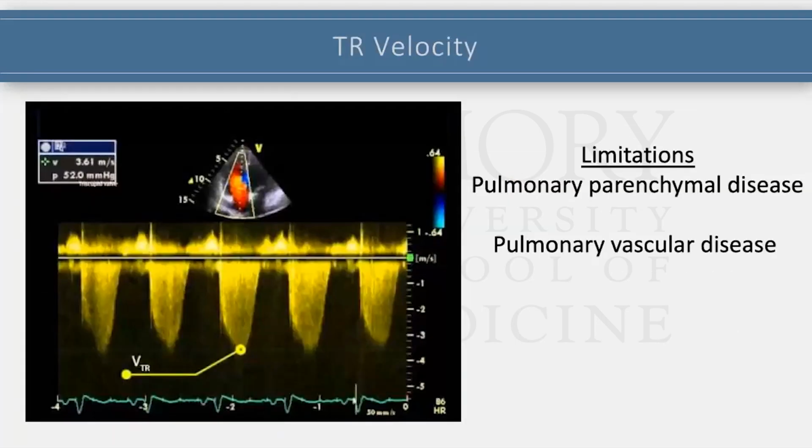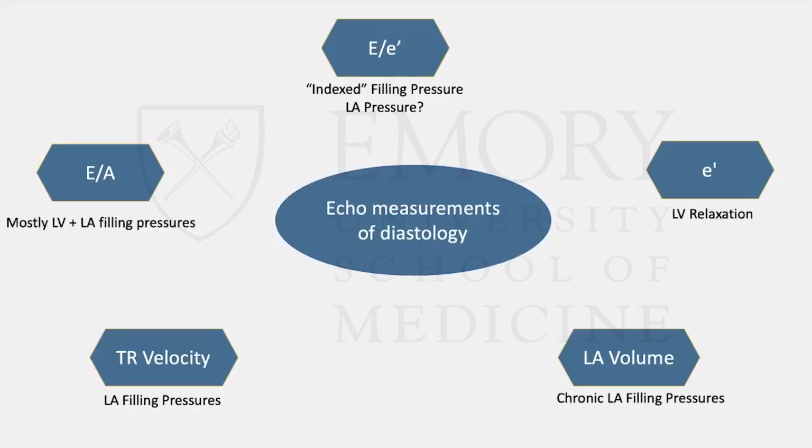Similarly, we use the TR velocity. This is going on the idea that if you have elevated left-sided pressures, you might be able to see those elevated pressures on the right side as well. Often helpful, but there are limitations as well. You need to really know, does your patient have pulmonary vascular disease, pulmonary parenchymal disease that's going to give you a high pressure absent any issues on the left side.